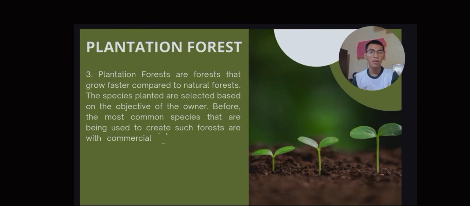Next is plantation forest. Plantation forests are forests that grow faster compared to natural forest. The species planted are selected based on the objective of the owner. Before, the most common species used to create such forests were those with commercial value for economic purposes.